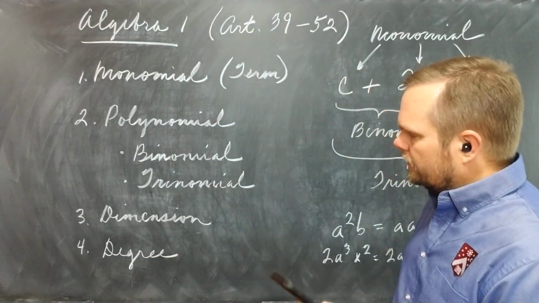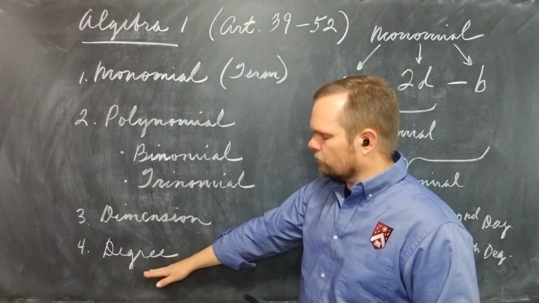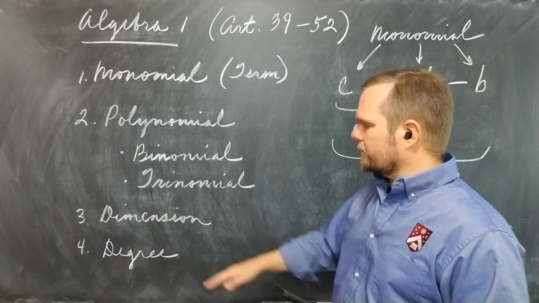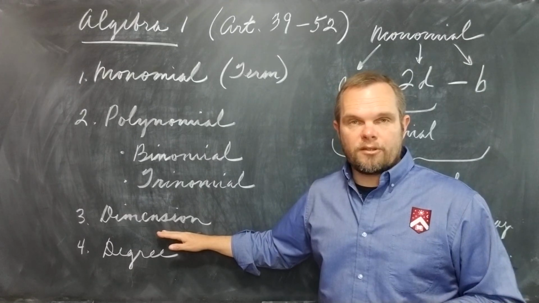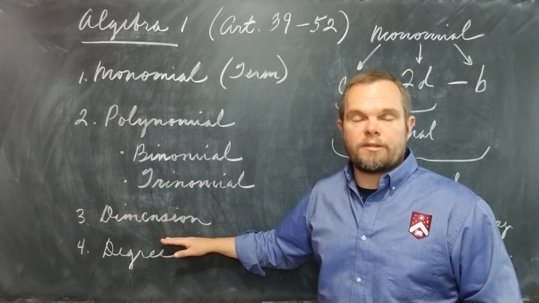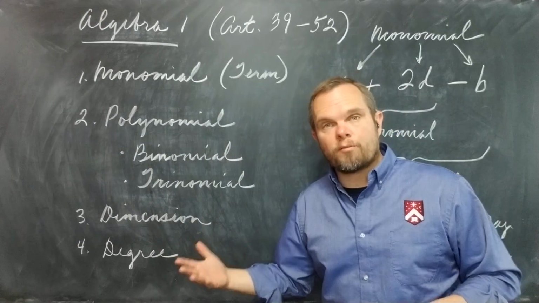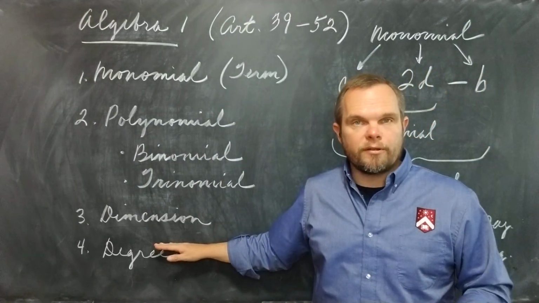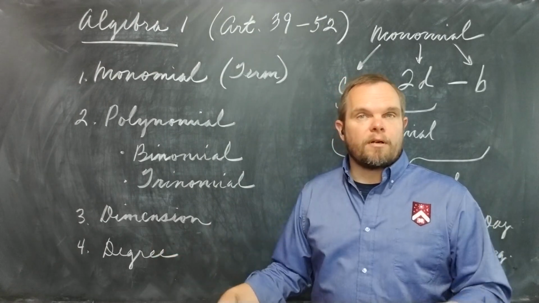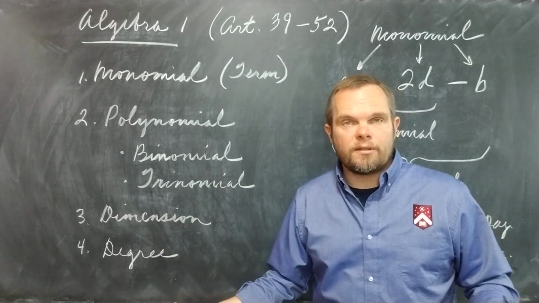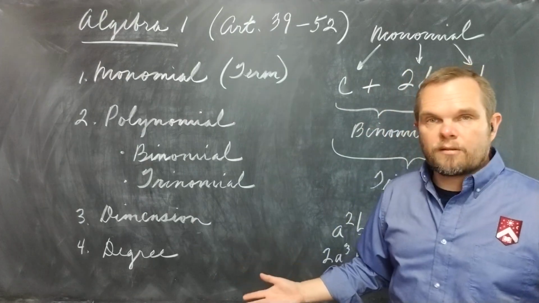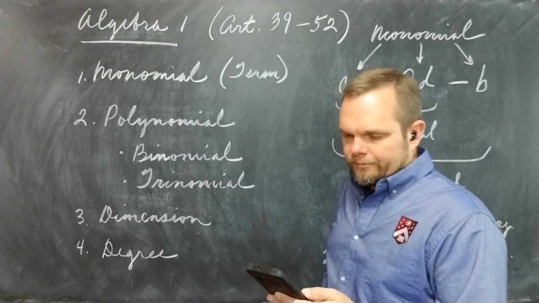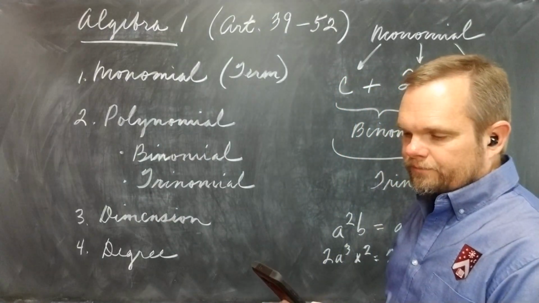The degree, down here in number 4, the degree of any term depends on the number or dimension of that term, the number of literal factors, which is the dimension. So if there are 3 literal factors, that quantity is said to be of the 3rd dimension. If there are 2 literal factors in a quantity, that quantity is of the 2nd dimension. All right? This is in Article 46.